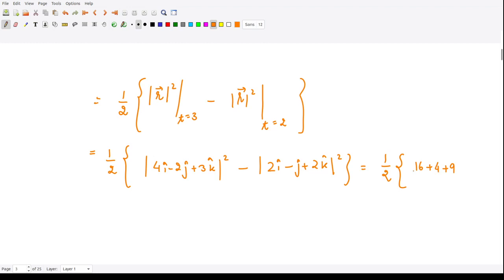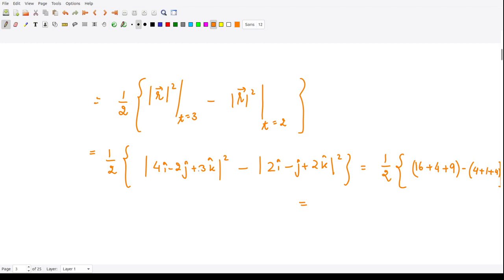Right? So this quantity minus, and further what do you have? You have 2 square, that is 4, minus 1 square, that is plus 1, and plus 2 square, that is plus 4. So this is the quantity that you obtain. This is 16 plus 4 plus 3.